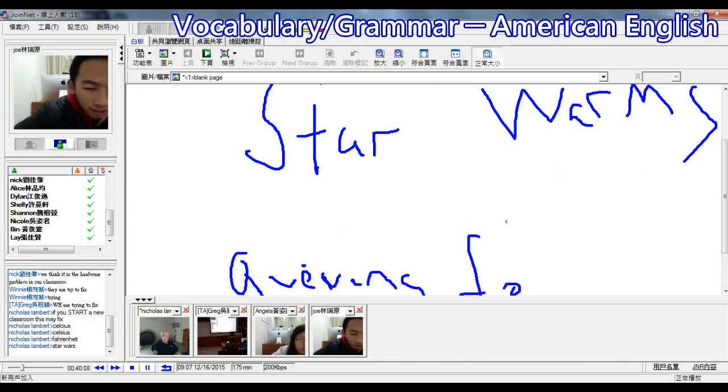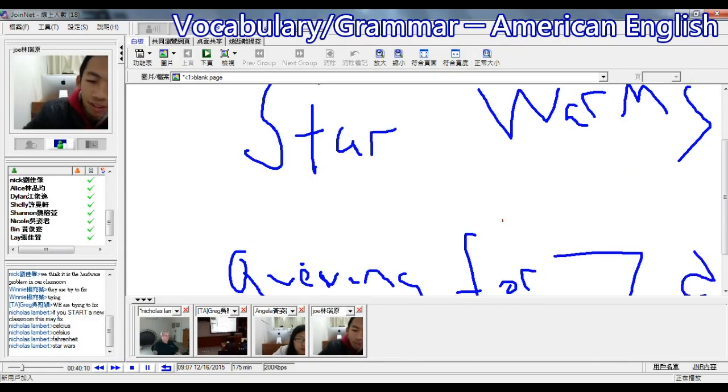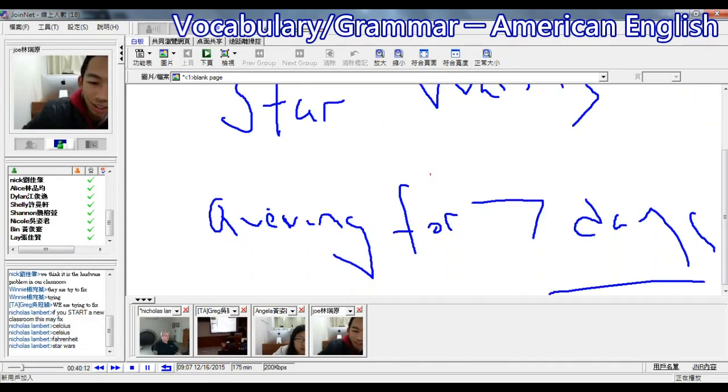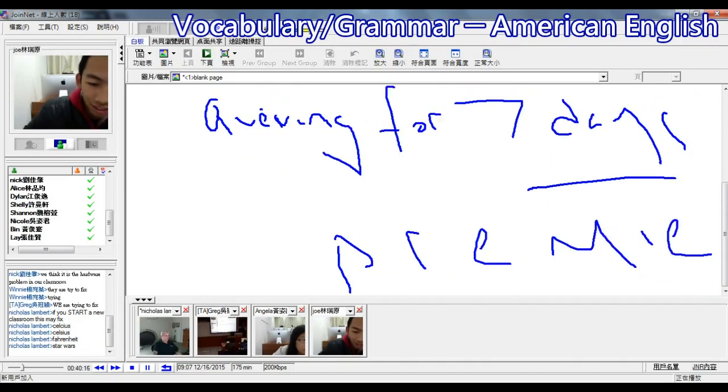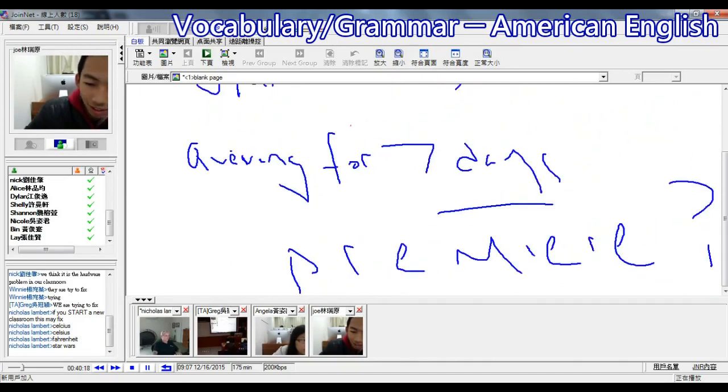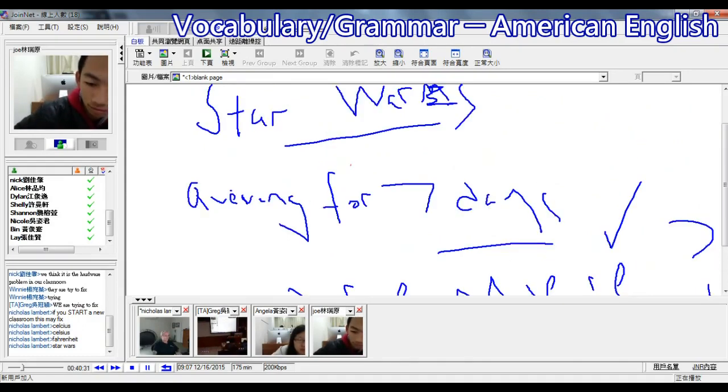Queuing for a week, 7 days, to get the first and best seats to the premiere of the movie. What's a premiere? So the premiere of the movie, what does that mean? The first show. That's right. So they seem to think that, sorry, Wars, not Warms. So that by going and queuing up for 7 days, they get a good seat and they see it first.